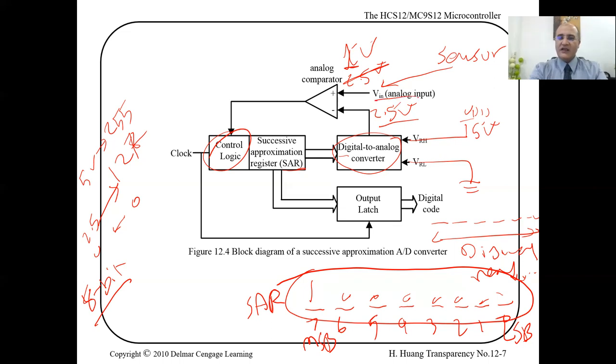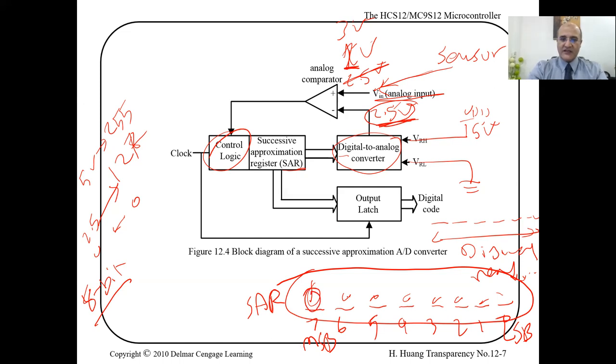If the actual reading coming from the sensor is smaller than what I predicted, then this should go back to zero. If this was 3 volts, it is larger, then I should keep this at 1. But in this case, it is less. It is 1 volt. This goes back to zero.